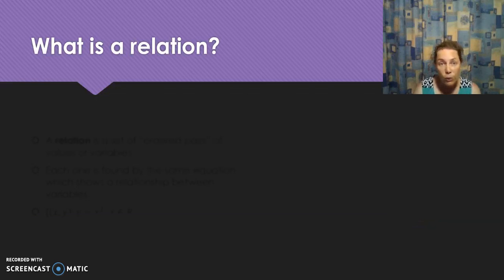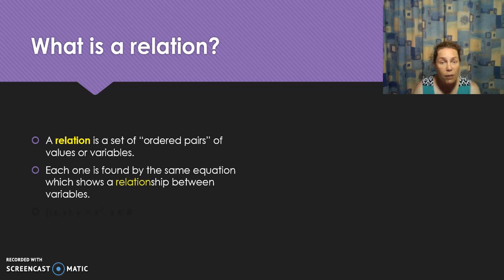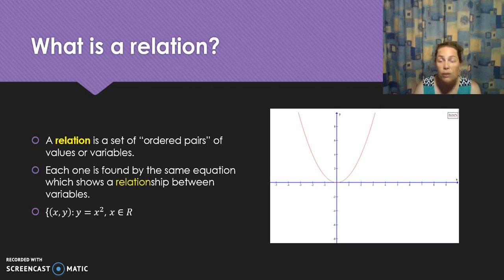Let's quickly revise what a relation actually is. A relation is a set of ordered pairs of values or variables. Each one is found by the same equation, which defines the relationship between the x and the y variable. So here we've got the relation xy is defined by y equals x squared, which is a parabola, where x is an element of all real numbers. So it looks like this. X could be any value from negative infinity right through to infinity, and it's a quadratic graph.